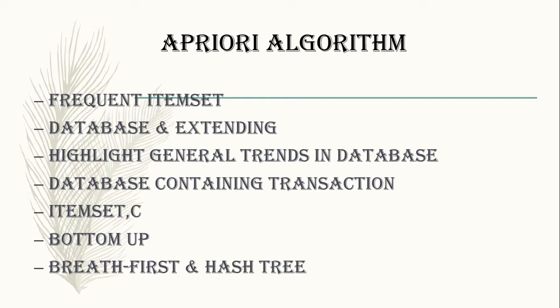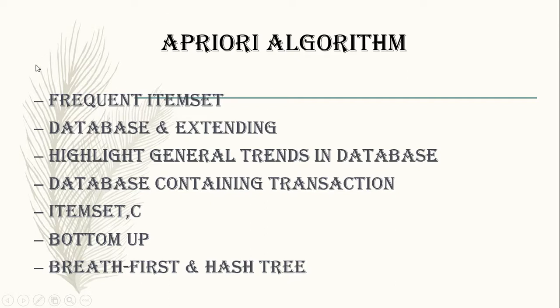What is meant by the Apriori algorithm? Some points are given here, and I am explaining one by one what is given in the slide. So, let's start the session. In the first point, the frequent item set is given, database and extending, highlights the general trends in the database containing the transactions, item set and C, that is the threshold, bottom up and breadth first search and hash tree.